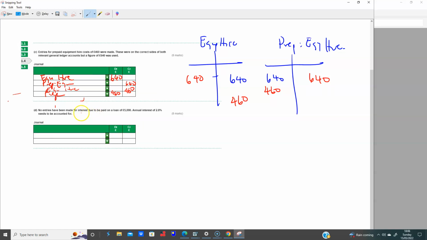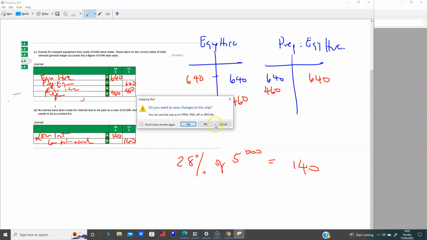Then here they tell you that no entries have been made for interest due to be paid on a loan of 5,000. The interest is at 2.8%. So 2.8% of the 5,000 brings you to, let's see, 2.8 times 5,000, so that's 140. Yes, that's 140. Nothing's been done, so you need to put in the loan interest. Loan interest is 140, and then you credit the loan interest accrual 140. That's because you hadn't done anything in the first place, so that's what that comes out as.